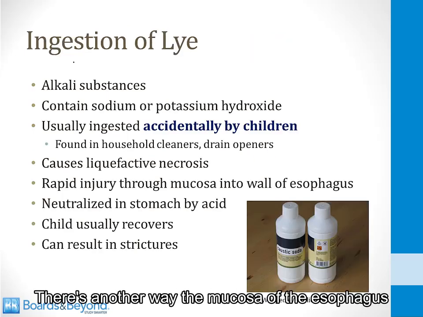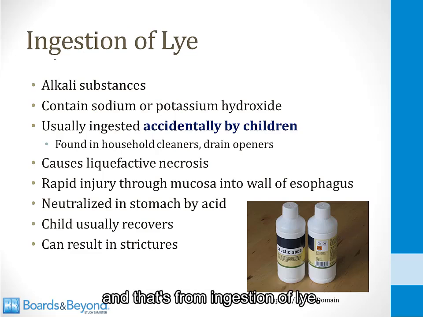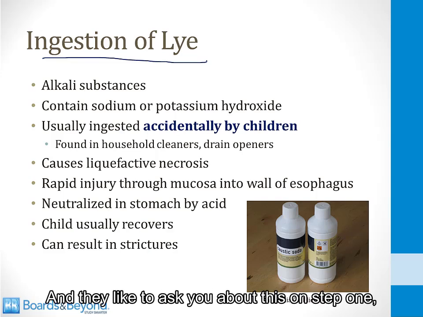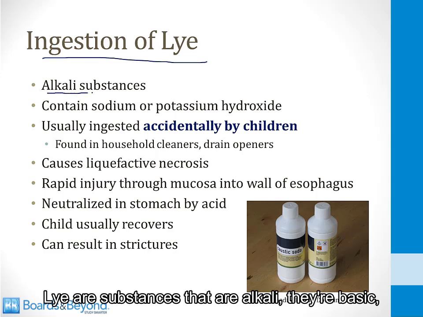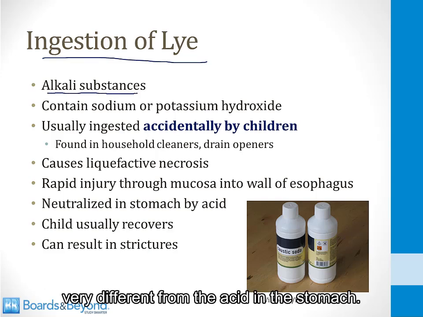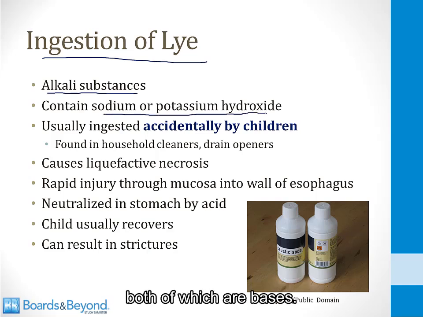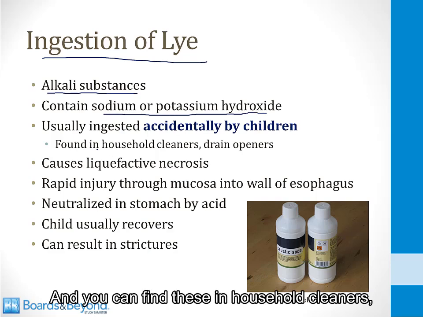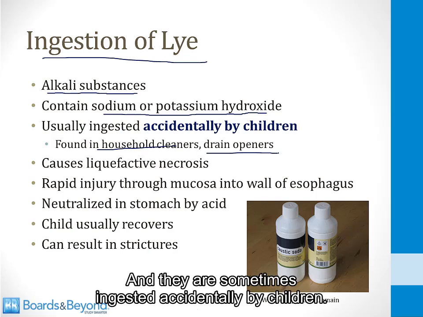There's another way the mucosa of the esophagus can get damaged and develop strictures in addition to GERD, and that's from ingestion of lye. And they like to ask you about this on Step 1. So let me review this now. Lye are substances that are alkali. They are basic, very different from the acid in the stomach. They usually contain either sodium or potassium hydroxide, both of which are bases. And you can find these in household cleaners and drain openers and many household cleaning products. And they are sometimes ingested accidentally by children.